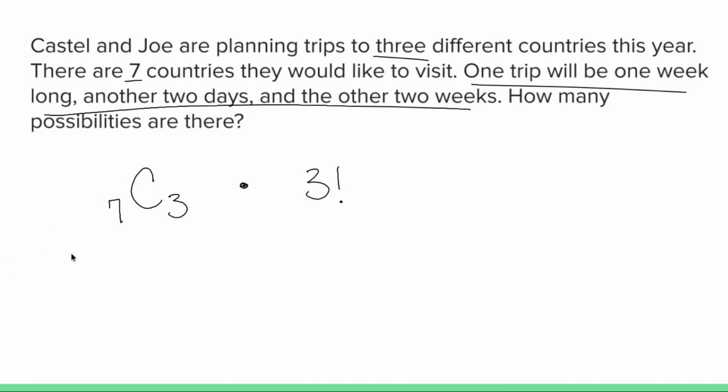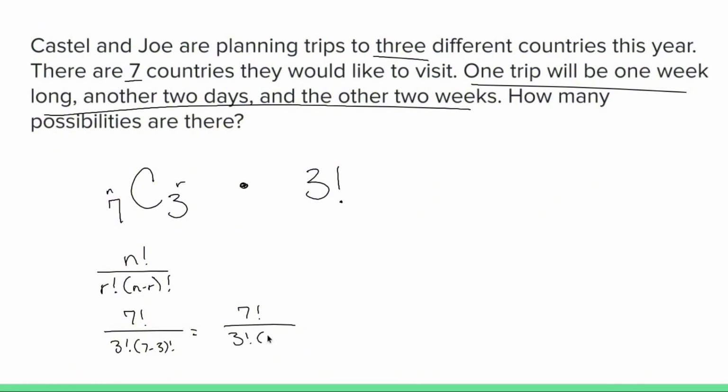The combination formula is n factorial over r factorial times n minus r factorial. So this is going to be 7 factorial, because that's my n, and that's my r, over 3 factorial times 7 minus 3 factorial. That is going to be 7 factorial over 3 factorial times 4 factorial. So that's 7 times 6 times 5 times 4 times 3 times 2 times 1 over 3 times 2 times 1 times 4 times 3 times 2 times 1.